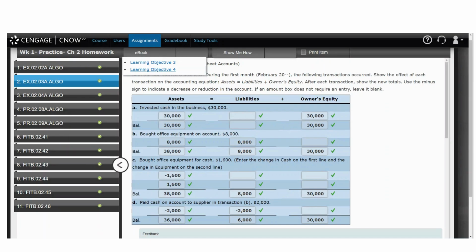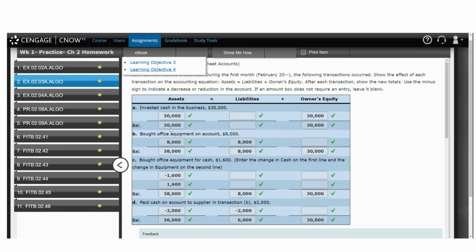So my two accounts that are affected are my asset of office equipment, which increases by $8,000, and my liabilities, which also increase by $8,000. The words on account tell us that the owner is liable for the $8,000 in the future. He did not pay cash. If he had paid cash, we'd be subtracting $8,000. But here we're increasing liabilities by $8,000.